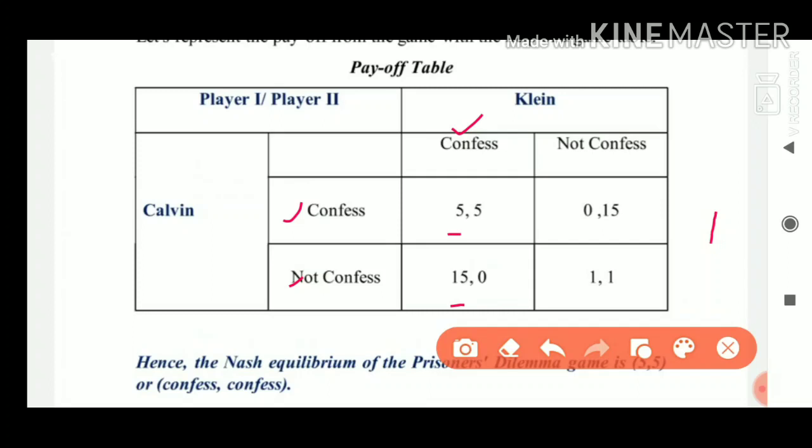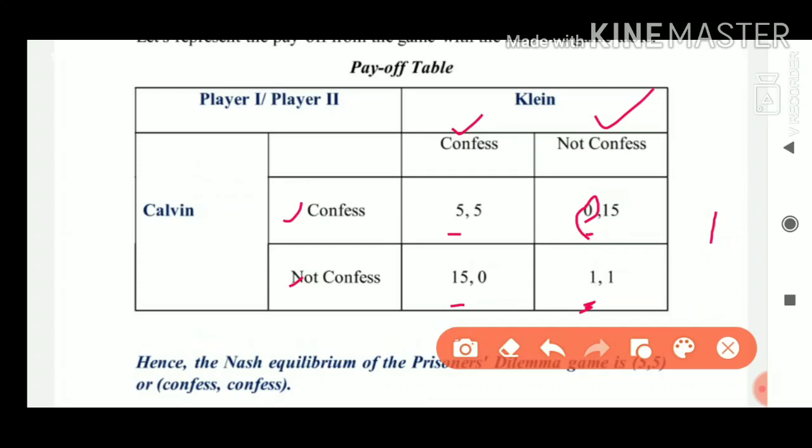Similarly, if Klein plays not confess, Calvin can play confess or not confess. If he plays confess, he would get 0. If he plays not confess, then he would get 1. So 0 and 1. Which one would be the best response strategy for Calvin? It is to play confess, getting 0.